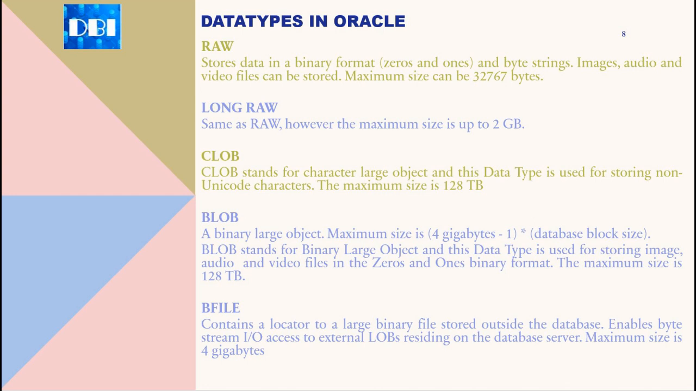BFILE. Contains a locator to a large binary file stored outside the database. Enables byte stream input-output access to external LOBs residing on the database server. Maximum size is 4 GB.